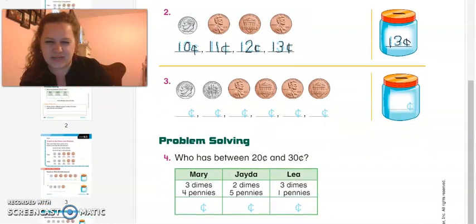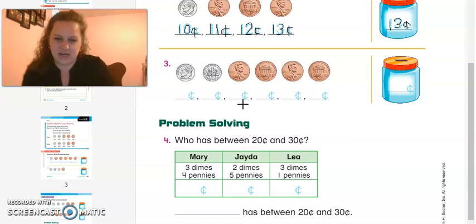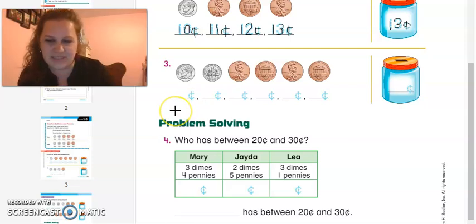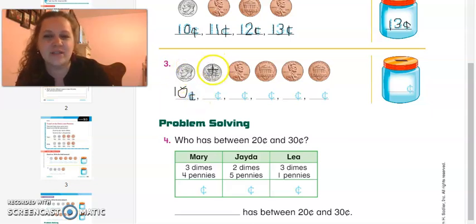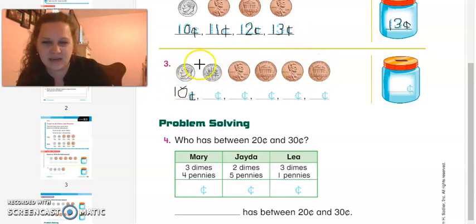All right, let's move down to number 3. Now, right here, they didn't give us the numbers. You have to fill it in this time. We're going to fill it in together. So we're going to say we have 10 for my first dime. Now again, as I'm doing this, I'm counting on. So I have 10 plus another 10 means I have 20 cents.